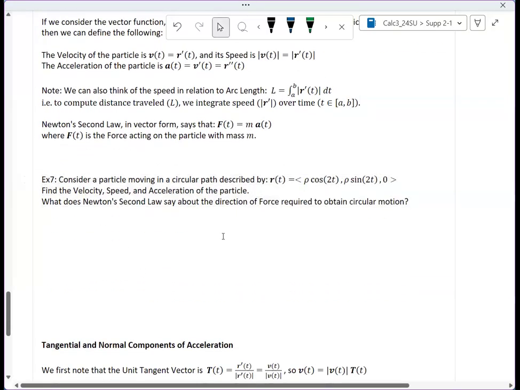Okay, so let's look at this example. Similar to our previous example number 6, consider a particle moving in a circular path.